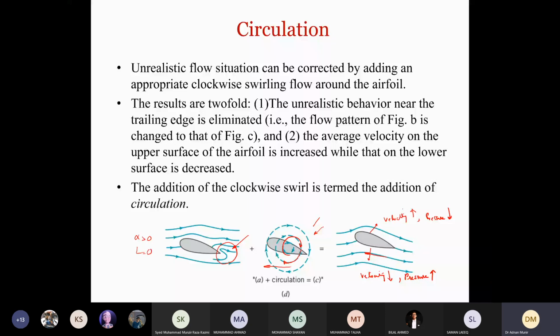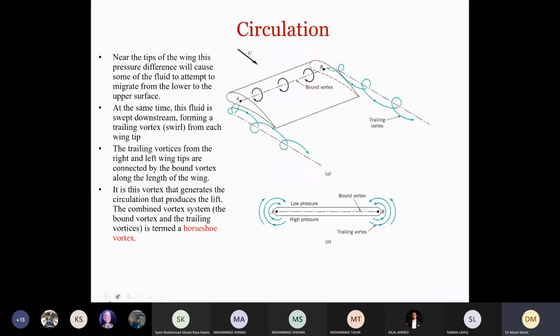Okay, so we'll just wind up with this last topic, and then we can discuss it later on tomorrow also. So now this is about tip vortices. I'll just go through this slide and then we'll wind it up. Near the tips of the wing, so you can see an aerofoil or aircraft wing over here, this pressure difference will cause some of the fluid to attempt to migrate from the lower to the upper surface.